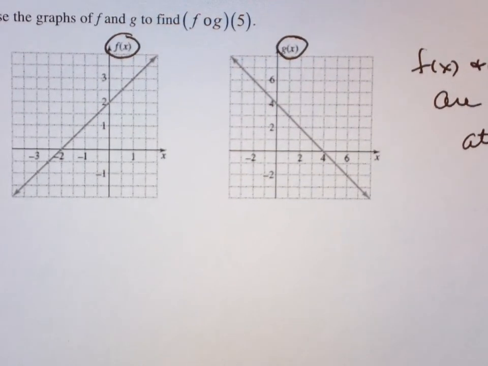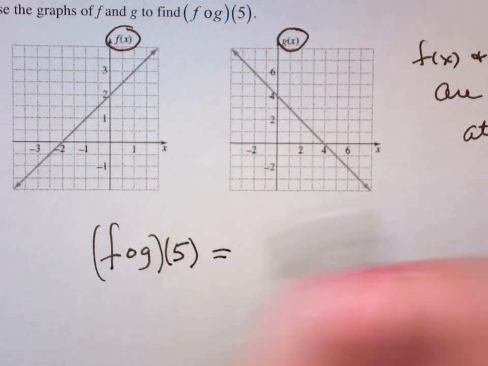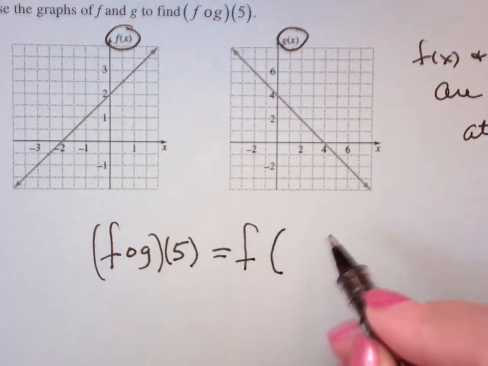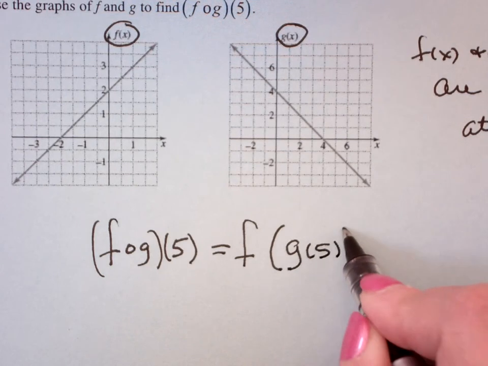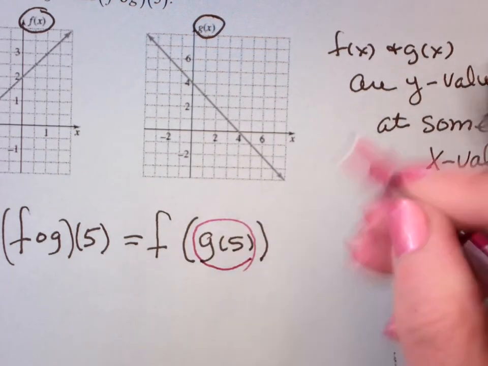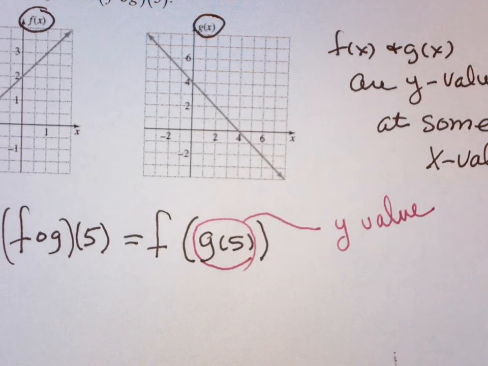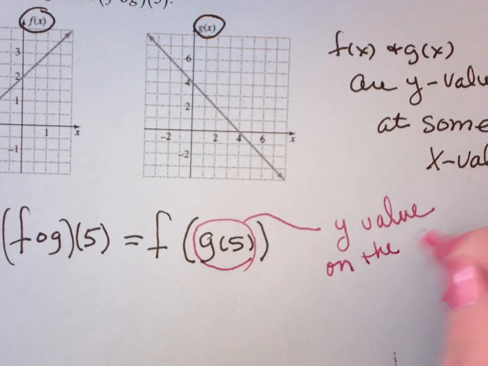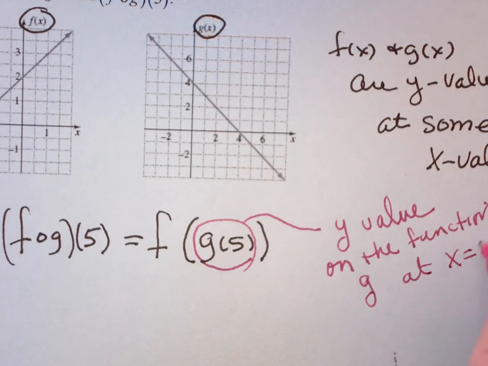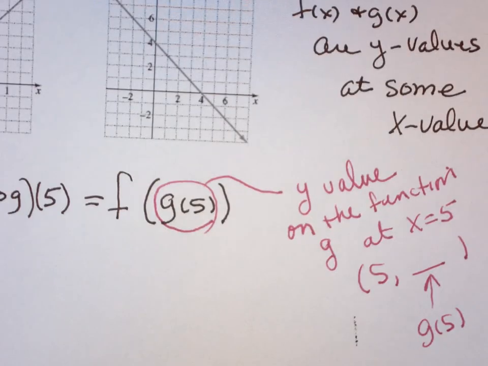So that when I look at this thing right here and it says find f composed with g of 5, the notation says in the function f, wherever they have an x, you're going to put g of 5. Now we have to understand what g of 5 is, because we can find it. G of 5 is the y value on the function g at x equal 5. So in other words, it's the other half of this coordinate point.